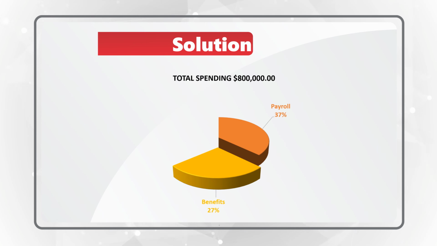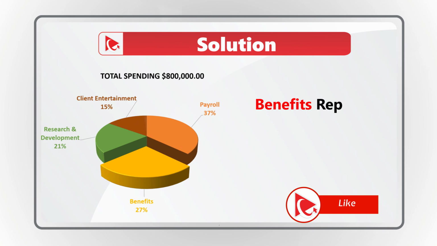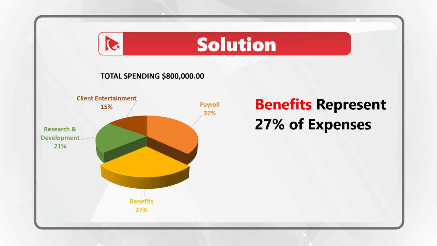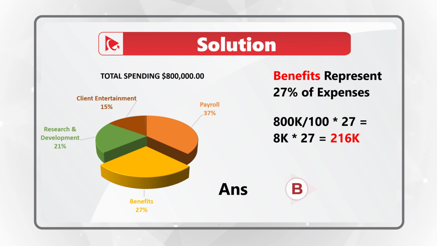First step to solve it is to look at the chart and identify the benefit segment. Benefits represent 27% of all expenses. To calculate the amount for benefits, we need to divide 800,000, which is total expense, by 100 and multiply by 27%, because benefits represent 27%, which would be equal 8,000 multiplied by 27, which would be equal $216,000. So the correct choice here is choice B, $216,000.